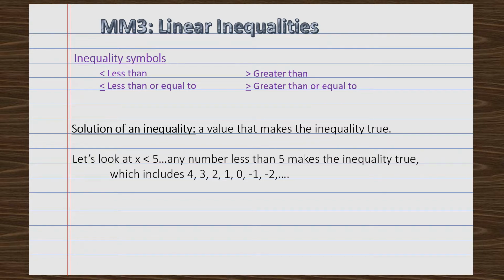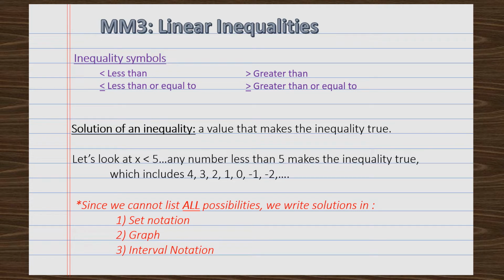Let's look at x is less than 5. That means any number less than 5 makes the inequality true, which includes 4, 3, 2, 1, 0, -1, -2, and all the fractions and decimals that go before it. Since we cannot list all possibilities, we write solutions in different forms, such as set notation, graph, and interval notation.